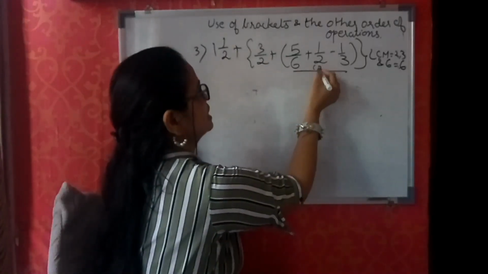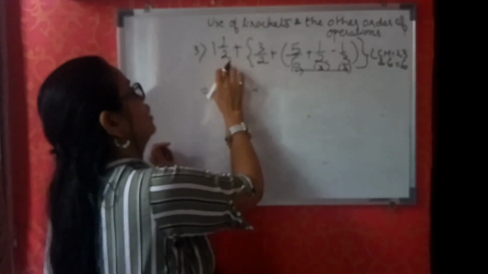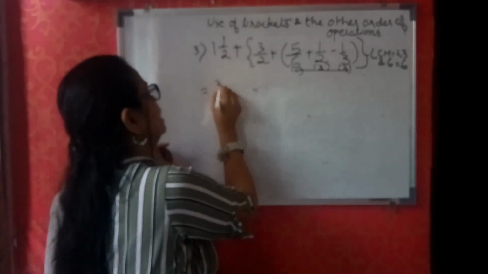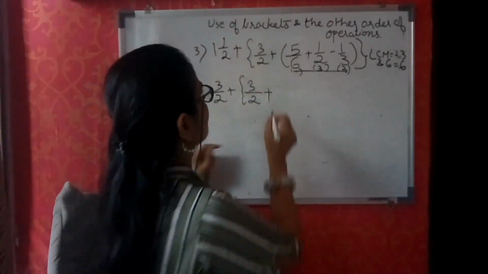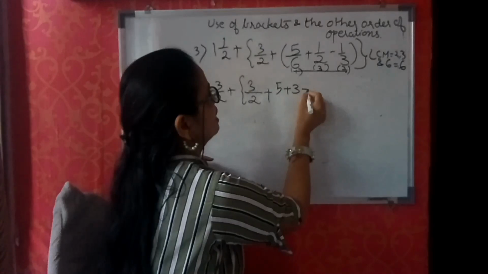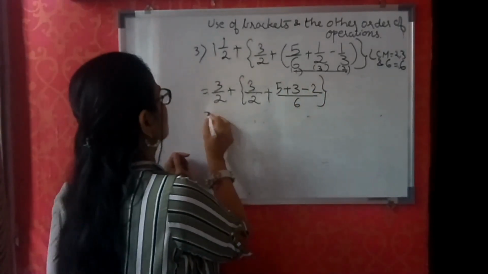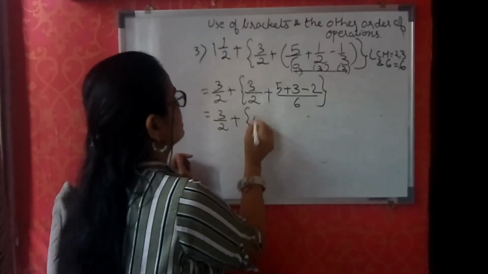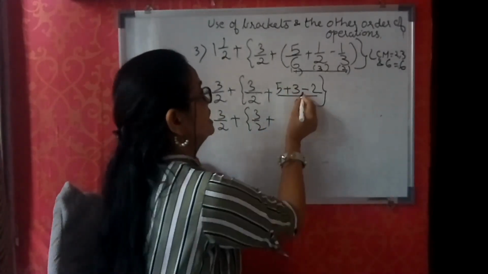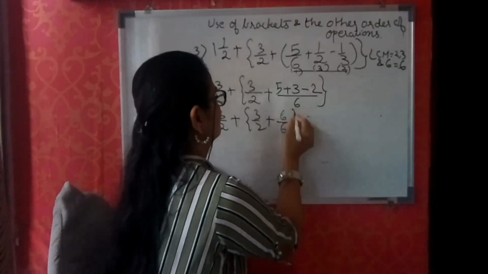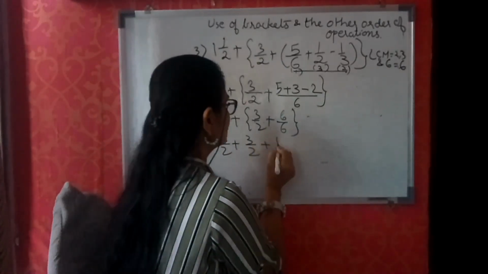So what we will do? 2 3s are 6, 3 2s are 6, 6 1s are 6. So make it into an improper fraction. 2 1s are 2 plus 1, 3 upon 2 plus 3 upon 2 plus 5 1s are 5 plus 3 1s are 3 minus 2, divided by 6. Understood? So this would be 3 upon 2 plus 3 upon 2, 5 plus 3, both are positive, 8 minus 2, 6 upon 6, which would be your 3 upon 2 plus 3 upon 2 plus 1.